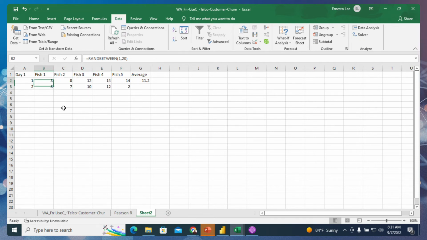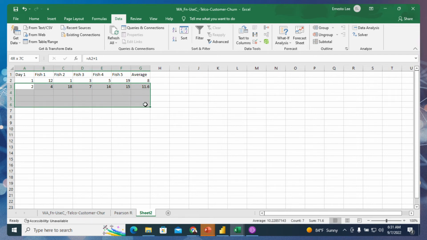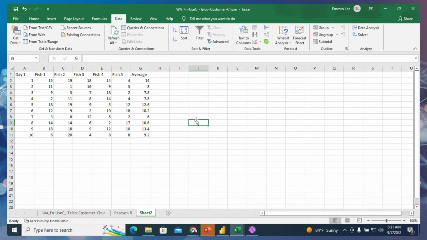Okay. Actually, I should have done this for all of them. I don't know why I always do that. I'm going to do Control D as in David to go down. Okay, so next day, you can see the average length of the fish is 11.6 inches. If I do this here, I'm going to go down to 11. Do Control D.